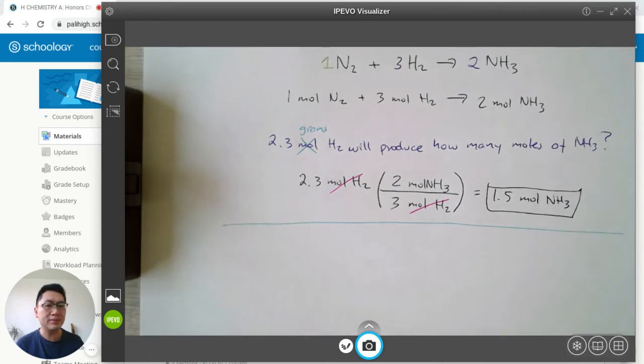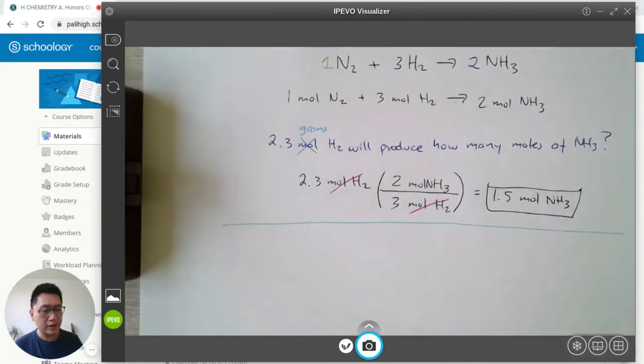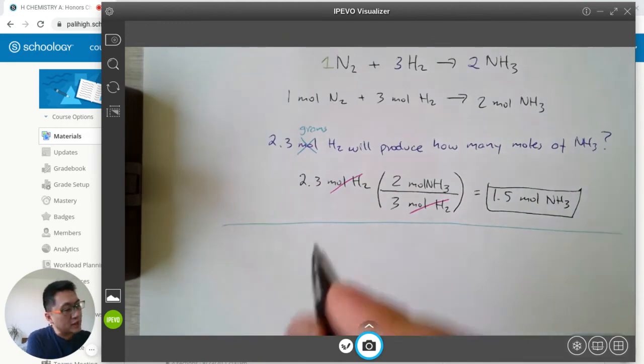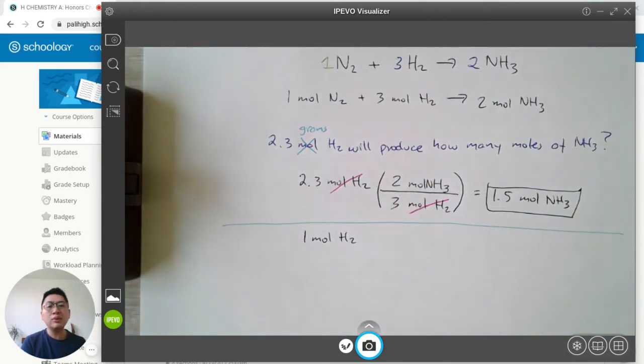Okay, now I just changed the question to: 2.3 grams of hydrogen will produce how many moles of ammonia? If it was moles, which I just crossed out and put grams, we just multiply the ratio 2 to 3, or 2/3. But I'm given grams. But I know how to do this. I know how to convert grams to moles, if I know the molar mass. How much does 1 mole of hydrogen weigh? For 1 mole of H2, the molar mass comes from looking it up on the periodic table.